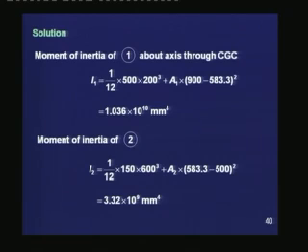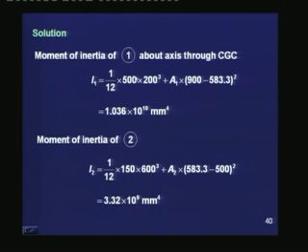Next, we are calculating the moment of inertias of the individual rectangles, and then we shall add them up to get the moment of inertia of the total section about the CGC. Using the parallel axis theorem, the moment of inertia of rectangle 1 about the axis through the CGC of the total section is equal to the moment of inertia about the centroid of rectangle 1 plus the area times the distance between these two parallel axes squared.